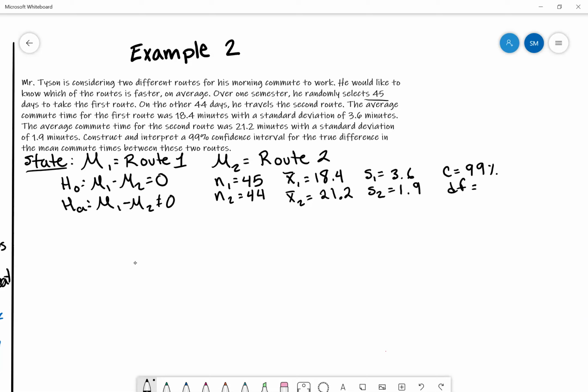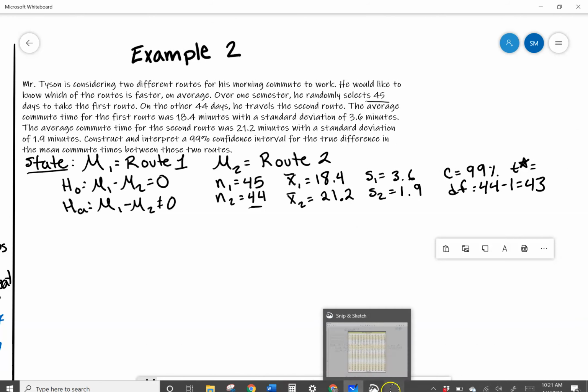We can figure out the degree of freedom. With the degree of freedom, we're going to do n minus 1, and we're trying to figure out which sample size is the smaller number. 44 is smaller than 45, so whenever we're looking at the degree of freedom, we're going to do 44 minus 1, which equals 43. So now we can figure out what T star is. What is our critical value?